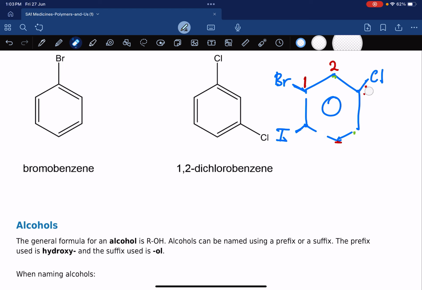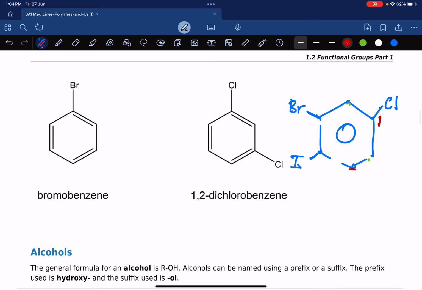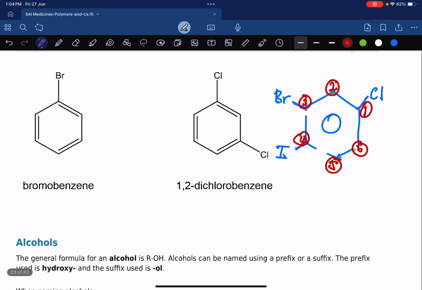I think we can. Okay, let's do this. So now I'm going to start numbering from here. All right, let's start numbering from here. 1, 2, 3, 4, 5, 6. I just realized while doing this that we can actually do this.